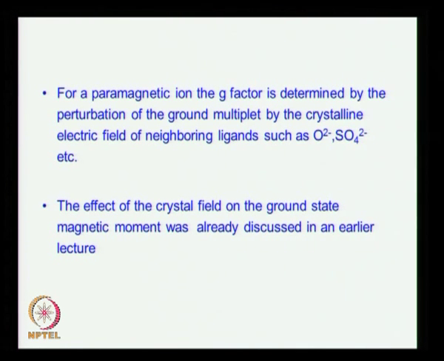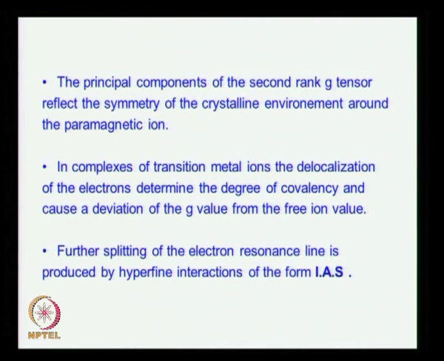So, the g factor is determined by a perturbation of the so called ground multiplet by the crystalline electric field of neighboring ligands, as we discussed already, such as O2 minus, sulfate, and so on. So, the effect of the crystal field is something which we have already discussed, and therefore, the g tensor is a second rank tensor, which reflects the symmetry of the crystalline environment around the paramagnetic ion. So, it is as if you have a microscope to look at the internal crystalline environment.